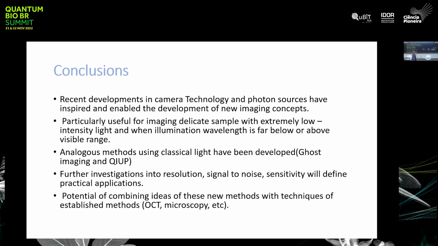I'm just closing here. We've got recent developments in camera technology and photon sources, and this allows new imaging concepts. Every year, new imaging techniques come out thanks to better camera technology and new sources, which give us ideas, even if we don't actually need them in the end, and the possibility to think beyond what we did. The quantum version of these experiments is great for delicate samples because you can image with very low light. But again, the classical version can often be useful also.